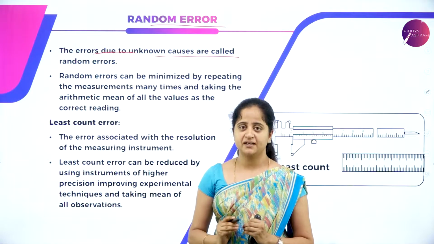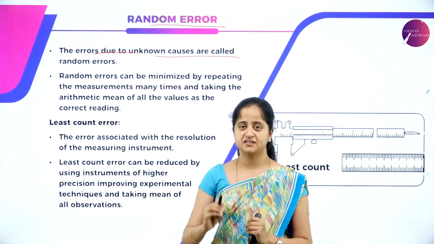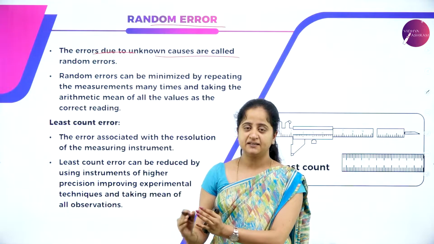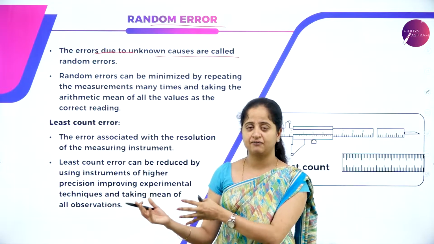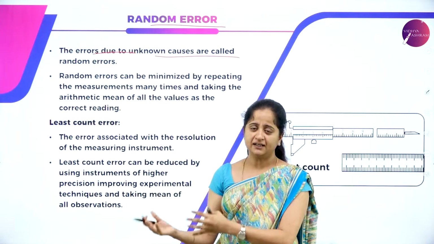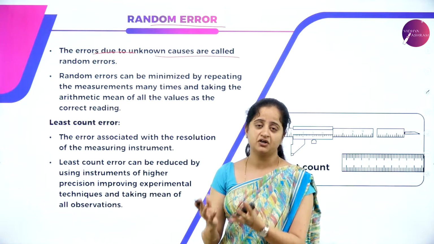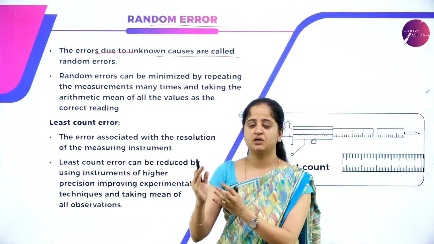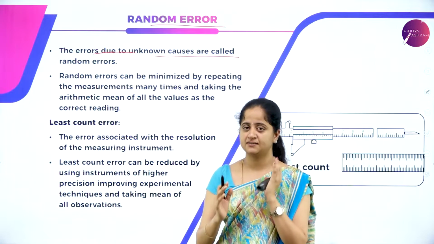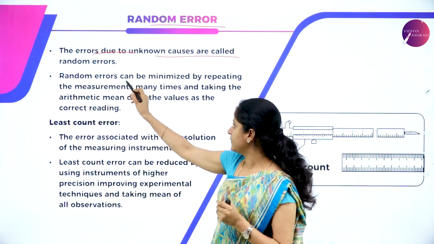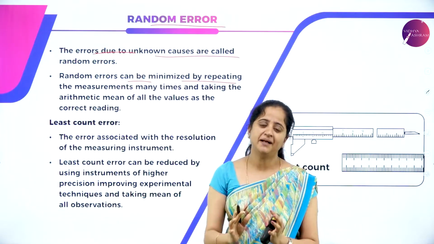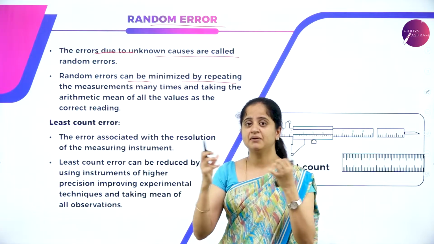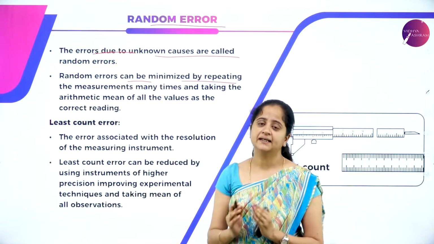Sometimes while performing the experiment, we may notice the first trial reading will not match with the second reading, and that is not matching to the third reading. That is due to various reasons. There may be some unknown reasons as well. So these types of errors, or the difference we get in taking the readings, are called random errors. And these random errors can be minimized by repeating the measurements again and again and taking the average or arithmetic mean of all the readings to get the correct reading.